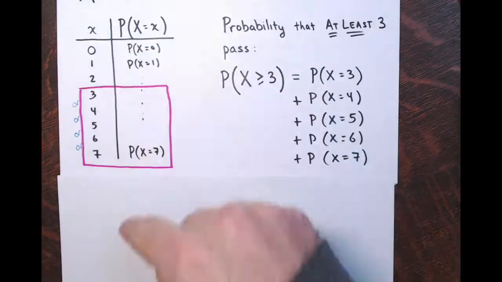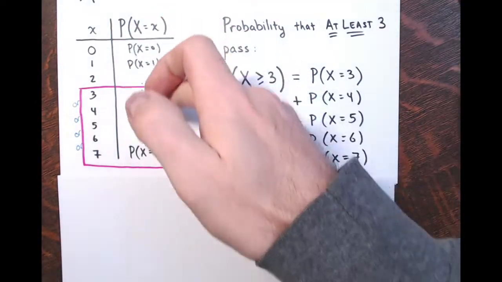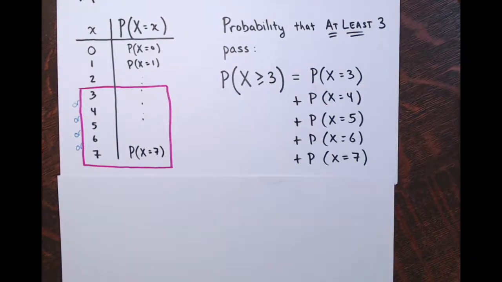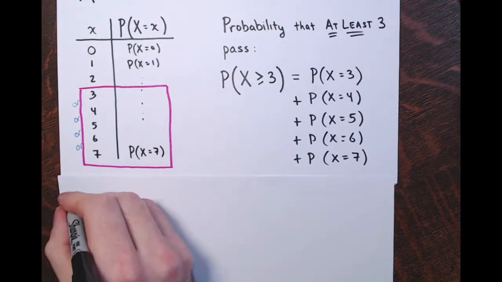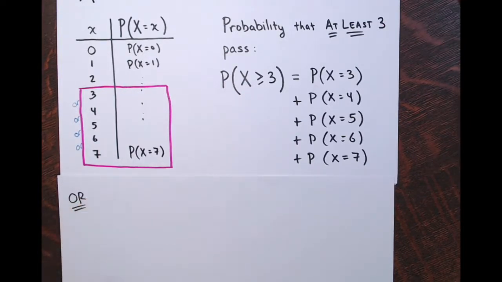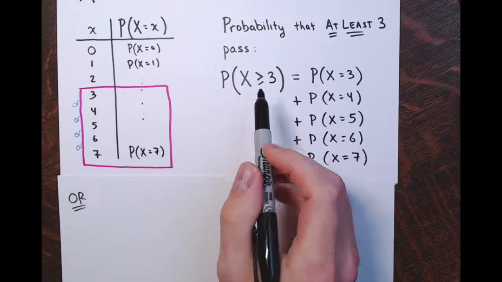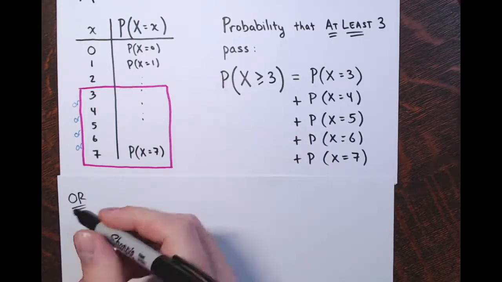Now remember, this is a perfectly valid probability distribution function. I mean, I don't know what these probabilities are, but you could find them, right? So another way to express the probability of getting at least 3 successes on these 7 tries.